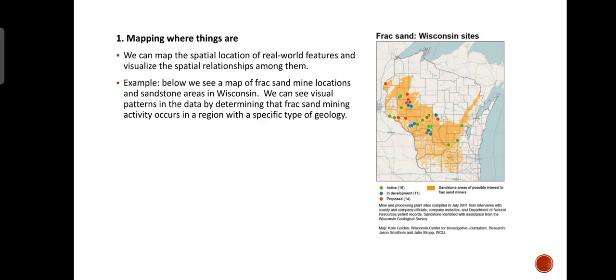Mapping where things are. It is the basic feature of a geographic information system, that is, we can map the spatial location of real world features and visualize the spatial relationships among them. The example shows sand mine locations and sandstone areas in Wisconsin.